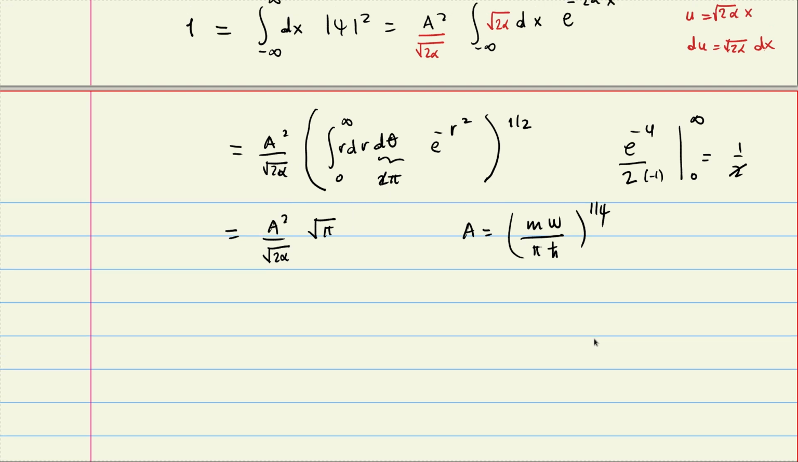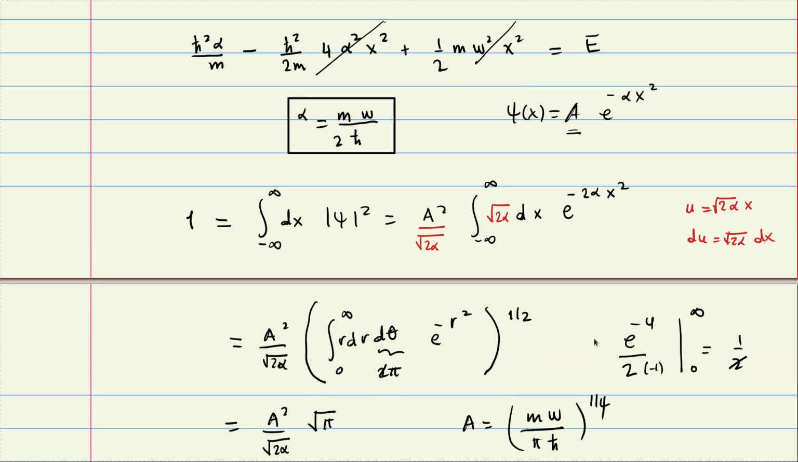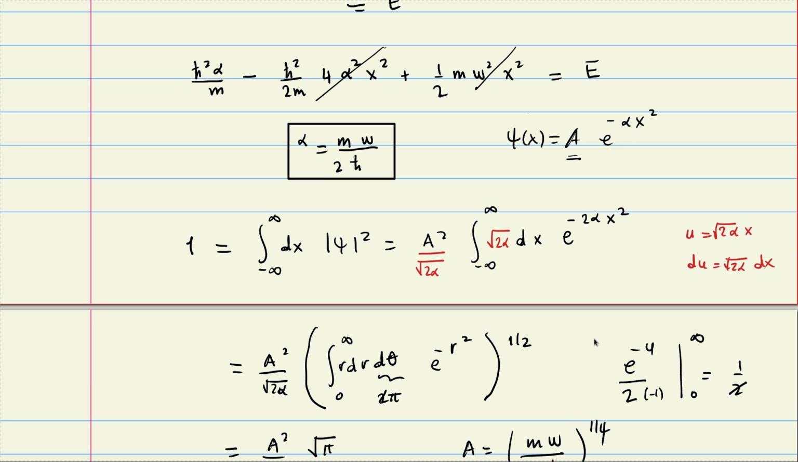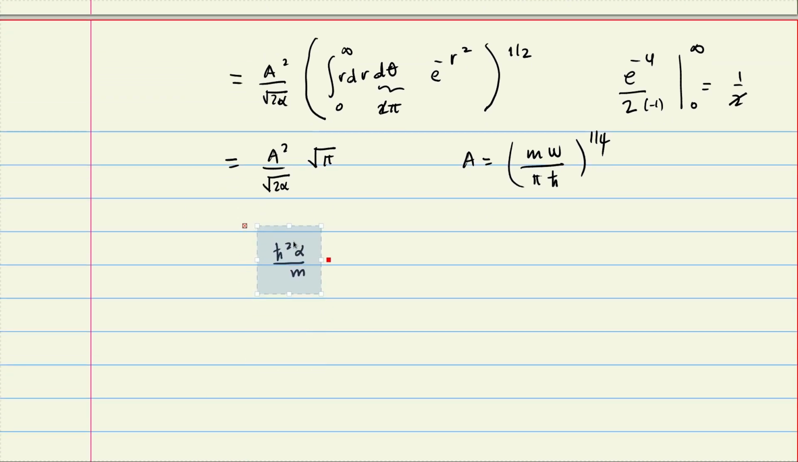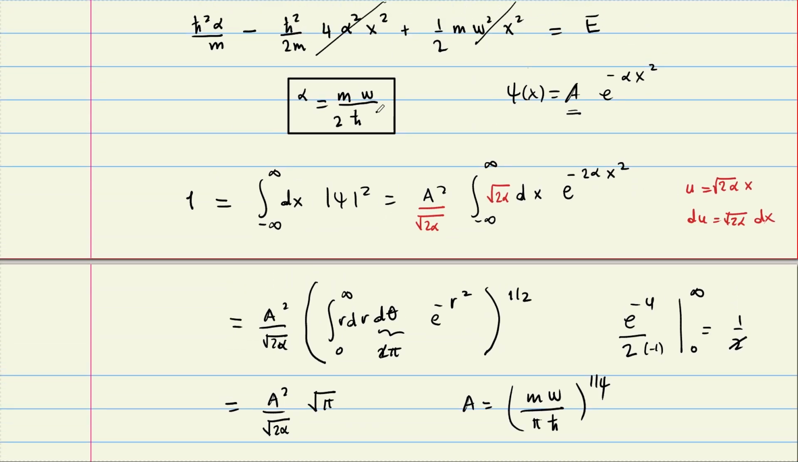One more thing. We found alpha, we found a. There's one more thing we need to find, and this is the most important thing. What is left? Energy, right? And in the energy, you can see these two cancel, and the only thing left is this one. So let's take this and see what it is going to give us. This is our energy, but this is the ground state. Let me write E0 for this. So this is going to be h bar squared over m, and alpha was what? We found alpha here.